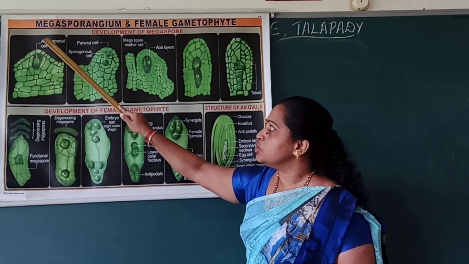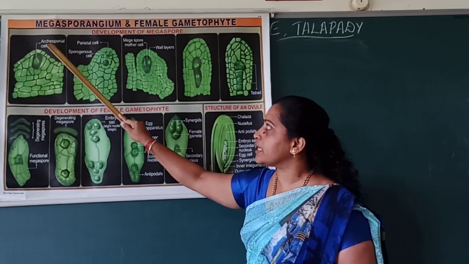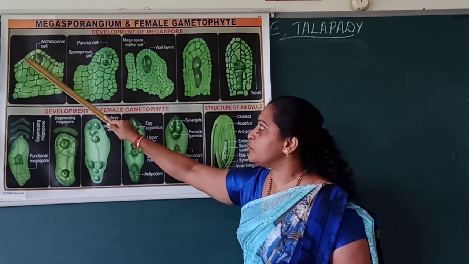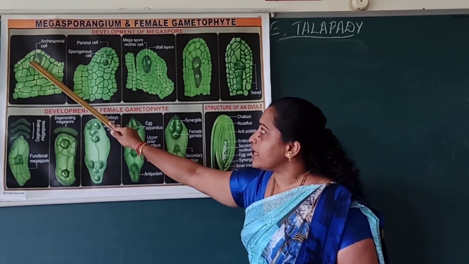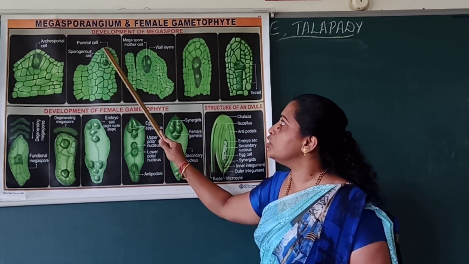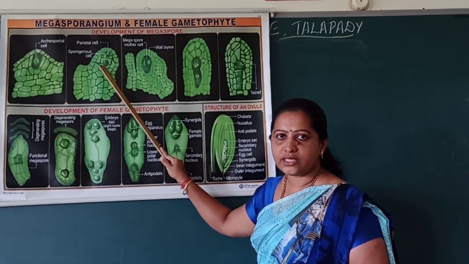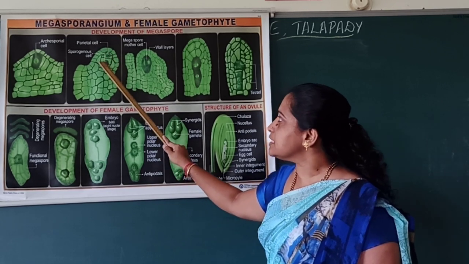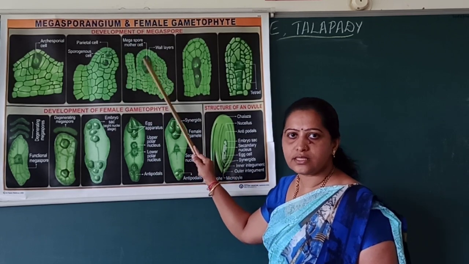As I said, towards the micropylar end there is a cell known as the archisporial cell. The archisporial cell is a cell of the nucellus. This archisporial cell undergoes cell division to form two cells, a parietal cell and a sporogenous cell. The sporogenous cell then develops into a megaspore mother cell.